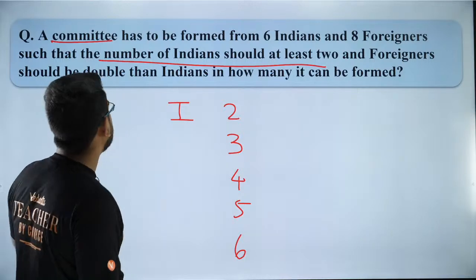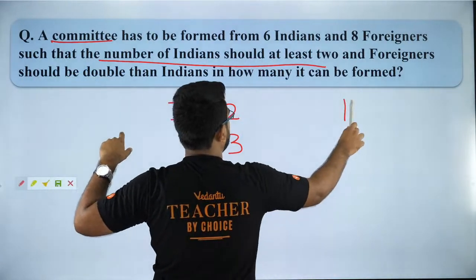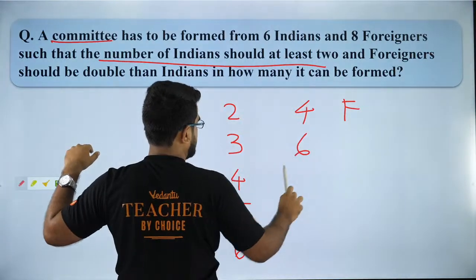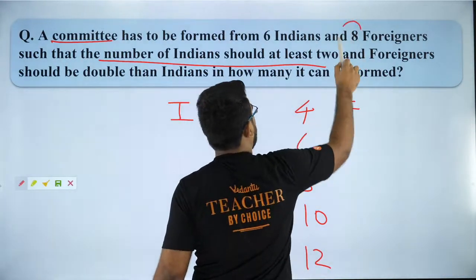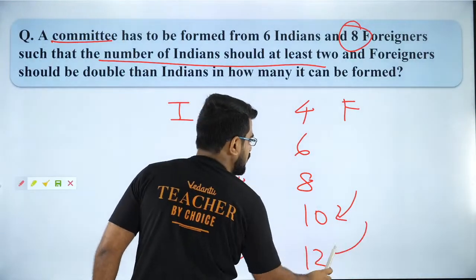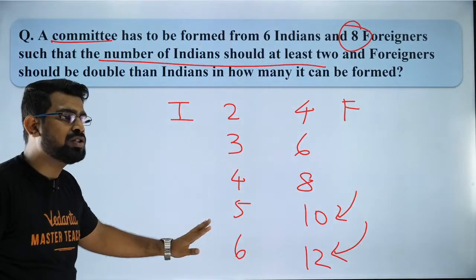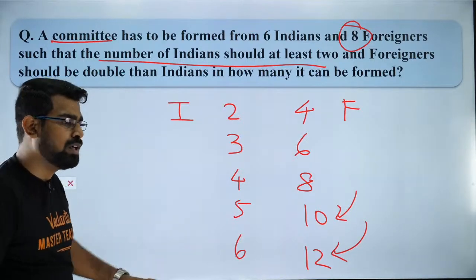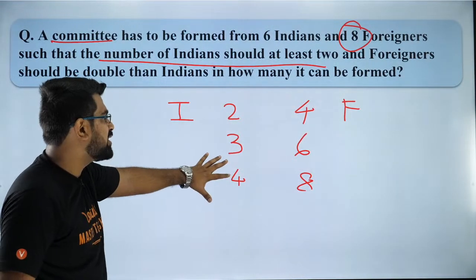And what is the other condition? The foreigners should be double the Indians. So foreigners should be how much? 4, 6, 8, 10, 12. Now we have only 8 foreigners. Can we have 10 and 12? Of course no. So the last 2 cases are not possible. So I will remove this. Okay. So only these 3 cases are possible.